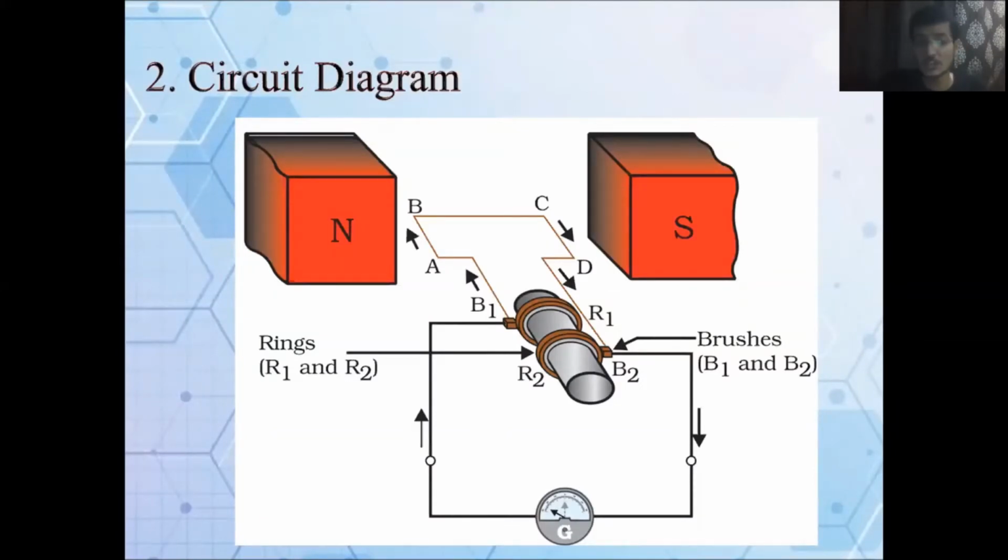Now here is the basic circuit diagram. It is pretty much similar to that of your motor, but the only difference is, in a motor we give electricity and get mechanical energy as an output. Now here the mechanical energy is given, but the output is electrical energy. Now let's see this construction.